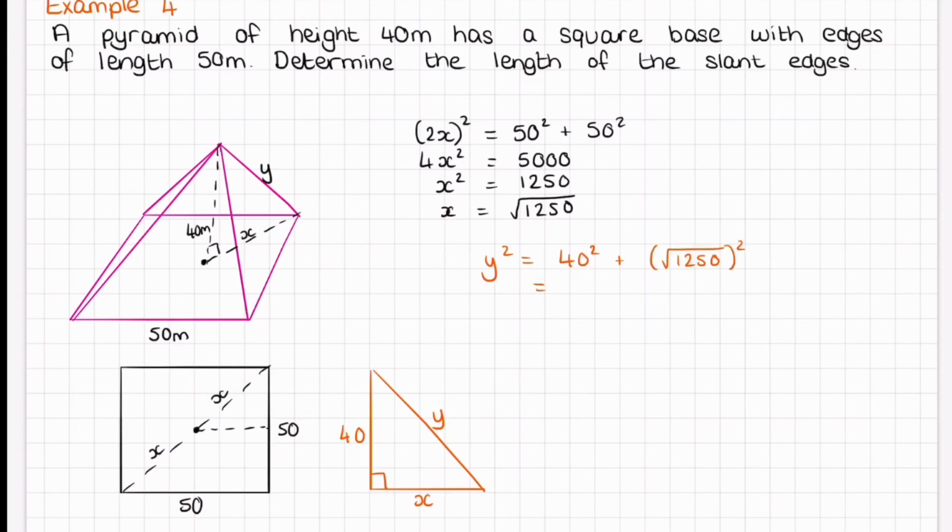which is going to equal 1,600 plus 1,250. So y squared is equal to 2,850. And you do the square root of that, and you are going to get approximately 53.4 meters. So each slant edge is about 53.4 meters long.